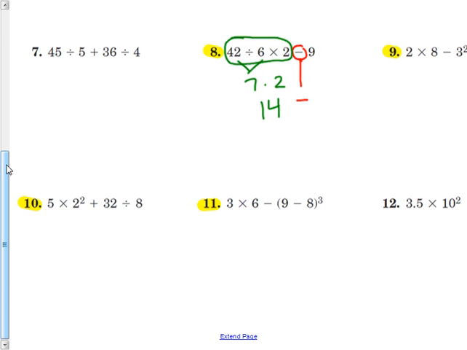Now I'll look on the right side, and the only thing over there is a 9. So I just bring that 9 down. What I'm left with at the end now is 14 minus 9, which equals 5. So after all that, I have 42 divided by 6 times 2 minus 9 equals 5.